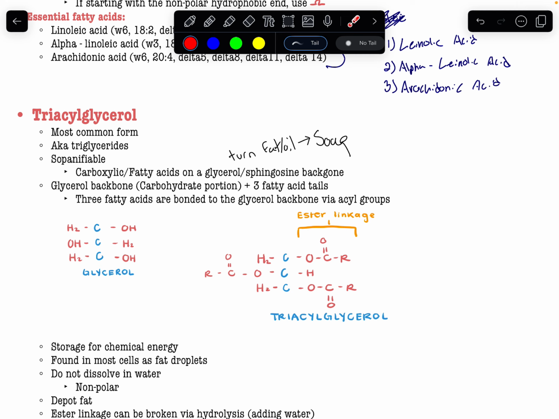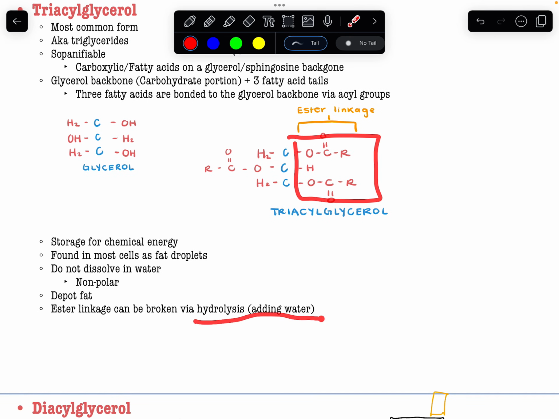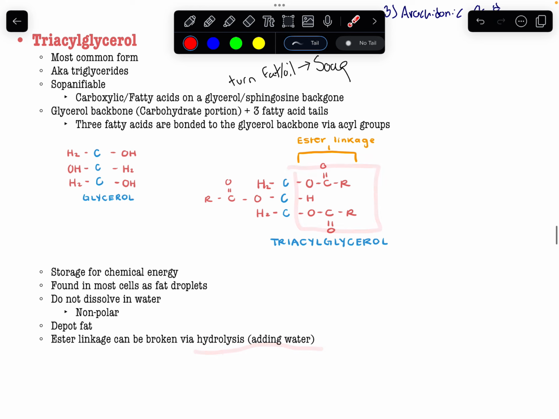Another thing that we need to know is that ester linkages are occurring within triglycerols. This ester linkage that is helping hold these fatty acids with the glycerol backbone can be broken via hydrolysis, which is just adding water to it and breaking those fatty acids away from the glycerol backbone. One of the major things we have to know here is if a triglycerol does get broken up, we are going to get 3 fatty acids and a glycerol backbone as a result of the breakage.